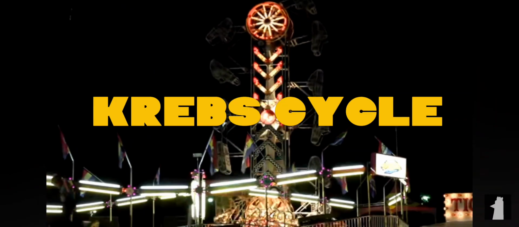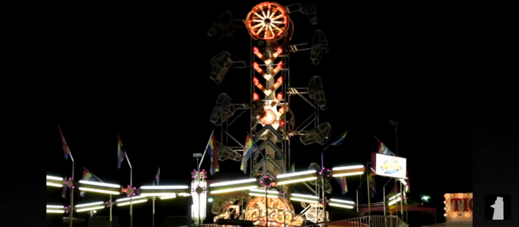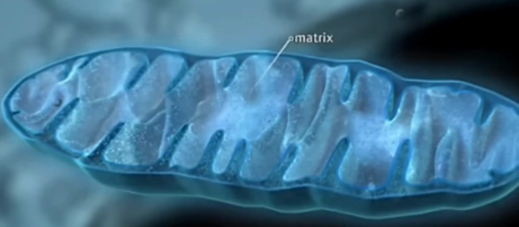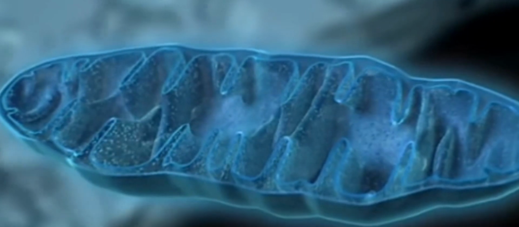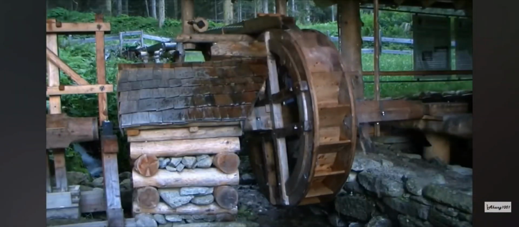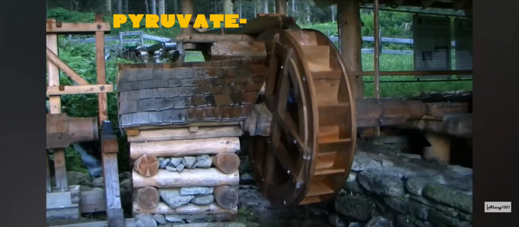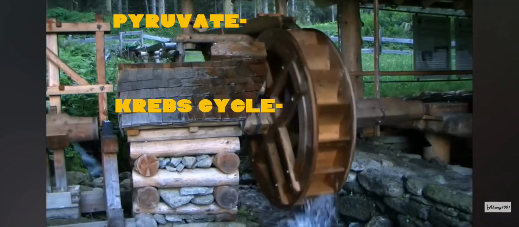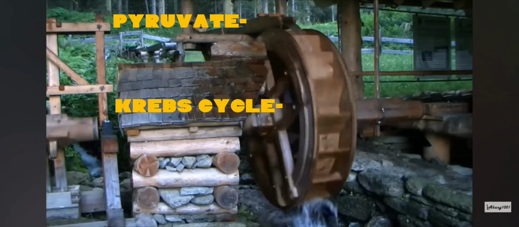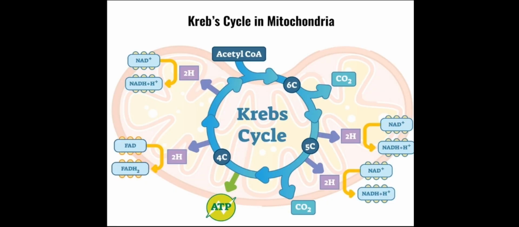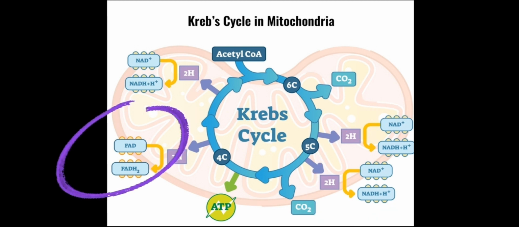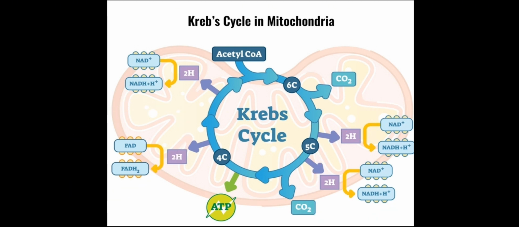Next up is the Krebs cycle, a central player in cellular respiration. This cycle takes place in the matrix of the mitochondria, the powerhouse of the cell. Here, each pyruvate molecule produced in glycolysis enters the Krebs cycle, where it undergoes a series of chemical reactions. These reactions result in the complete oxidation of carbon compounds, releasing carbon dioxide as a byproduct. Furthermore, the Krebs cycle generates NADH and FADH2 molecules that carry high-energy electrons to the next stage of cellular respiration.